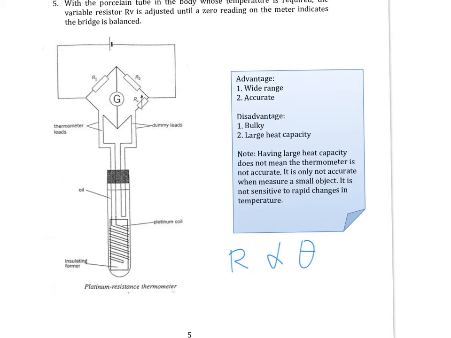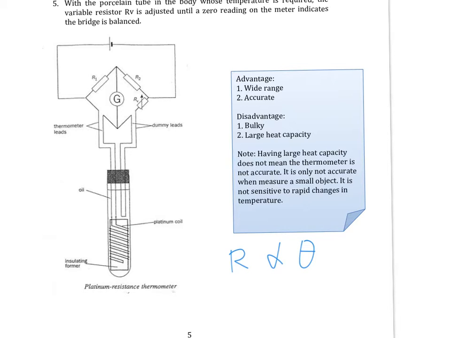For thermometers like this, the heat capacity is actually very large. Therefore, we cannot use it to measure small objects, because if you use it to measure the temperature of, let's say, a small beaker of water, by the time the thermometer reaches thermal equilibrium with that small beaker of water, the temperature of the water would have dropped quite considerably, such that it's no longer accurate.